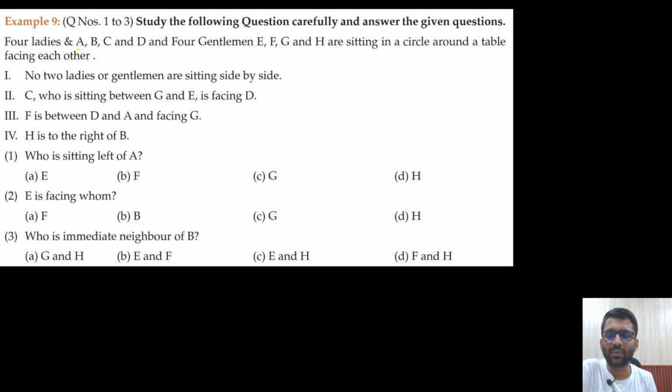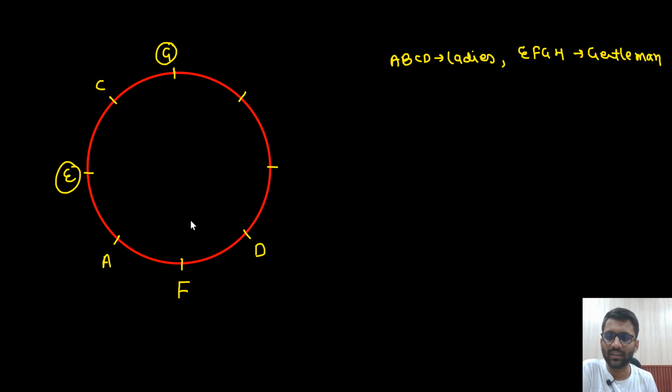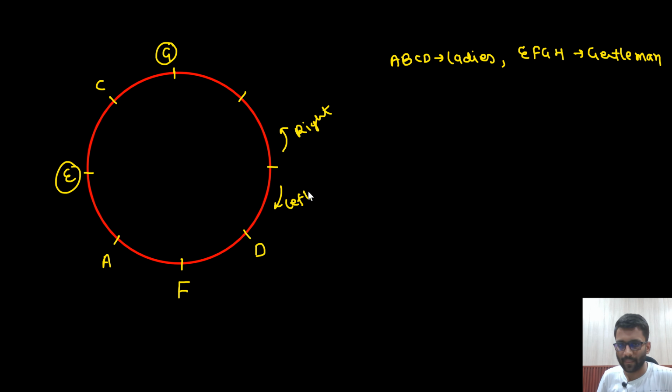H is to the right of B. Right of B. This would be right, right? This is right. And this is left. H is right of B. So this would be B and this would be H. Right?